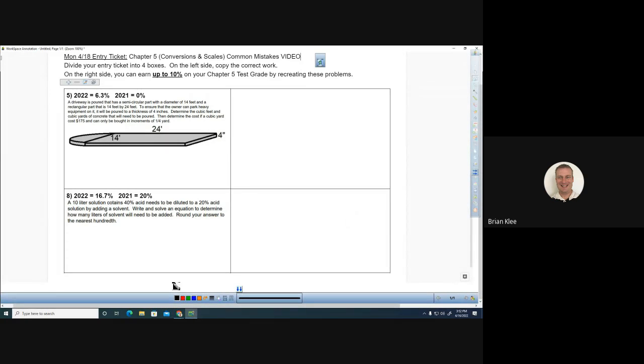Okay, so in this problem, we had a 10-liter solution that contains 40% acid. It needs to be diluted to a 20% acid solution by adding solvent, so we're lowering the percent of acid in it. Write and solve an equation to determine how many liters of solvent will need to be added. So right here, that's my variable. I don't know that number.